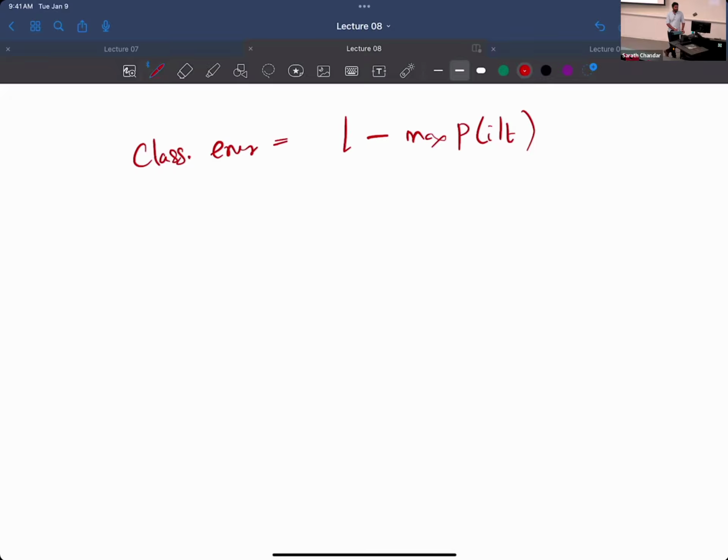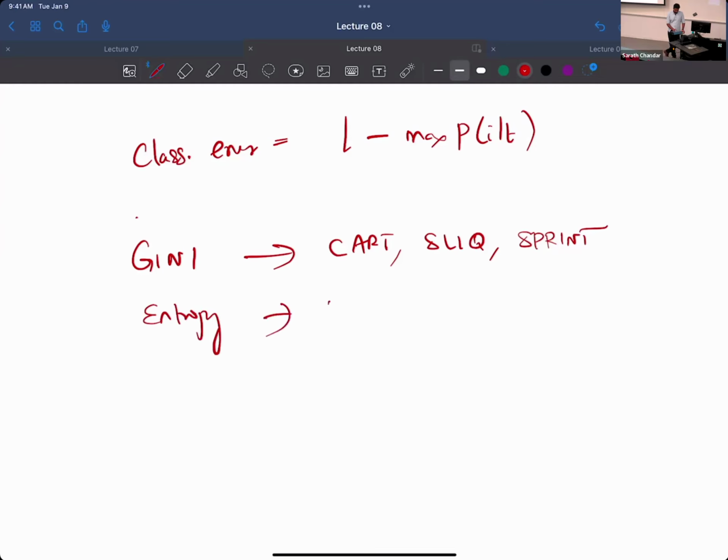Now, depending on which metric you're using, there are different decision tree algorithms. For example, Gini is used in algorithms like CART, SLIQ, SPRINT, while entropy is used in algorithms like ID3 and C4.5. It really doesn't matter at this point that you know what exactly these algorithms are doing.